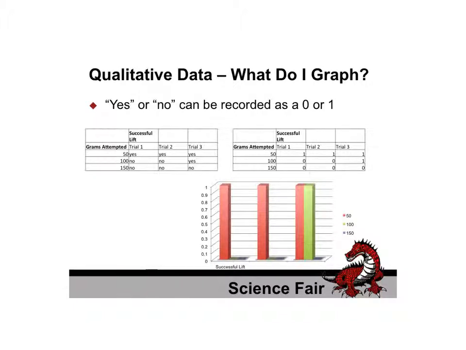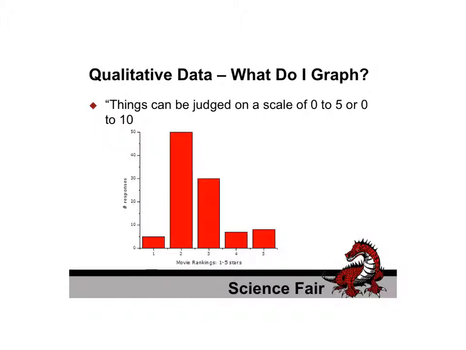For example, a yes or a no answer can be turned into a 1 for a yes and a 0 for a no, and this is kind of like the one that you did in your assignment. You can then turn that into a graph of some sort. This isn't the final version of the graph that you guys made, but it's along those same lines, where 1 means yes, it lifted, and 0 means no, it did not, and then there are your different trials. So that's one way to turn qualitative data into a graph.